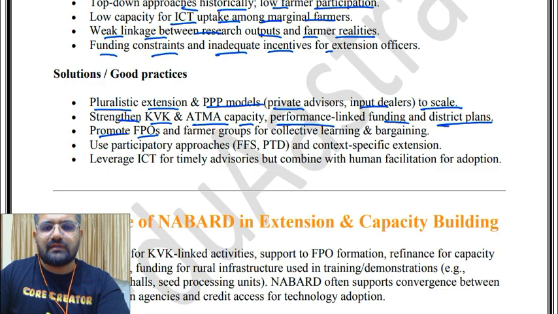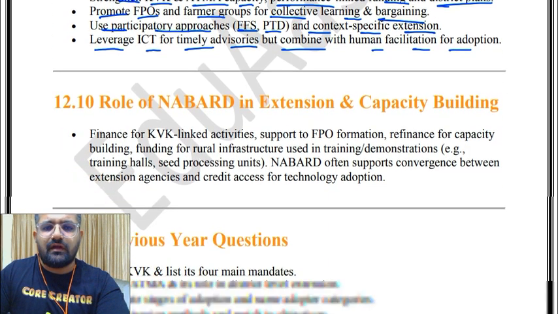Promote FPOs and farmer groups for collective learning and bargaining. Use participatory approaches, FFS, PTD, and context-specific extension. Leverage ICT for timely advisories but combined with human facilitation for adoption.